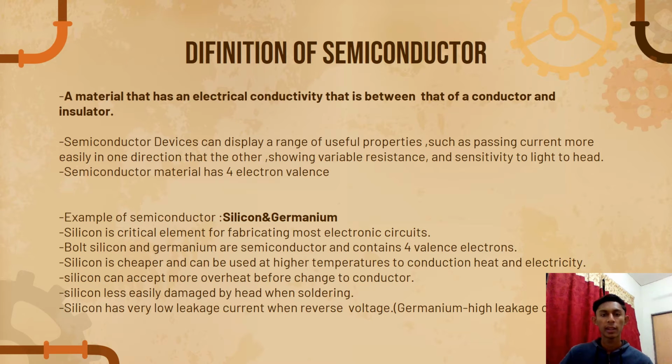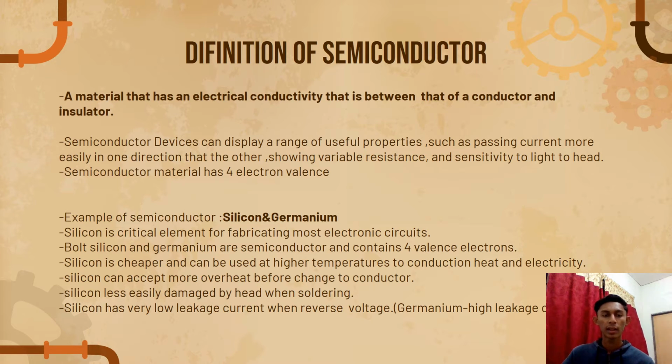Semiconductor devices can display a range of useful properties such as passing current more easily in one direction than the other, showing variable resistance and sensitivity to light or heat. Semiconductor material has 4 valence electrons. Examples of semiconductor: silicon and germanium.